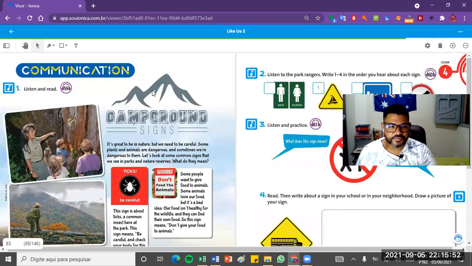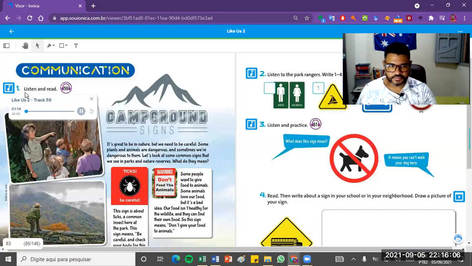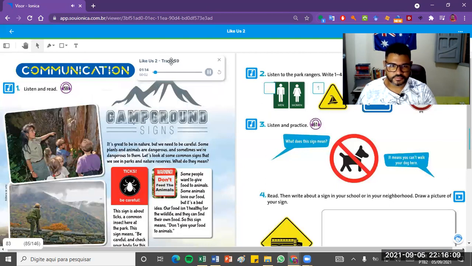Vamos lá, prestem atenção. First of all, we have listen and read. Listen and read. Page 82. Let's pay attention. Listen first. Unit 7, Lesson 4, Track 59.